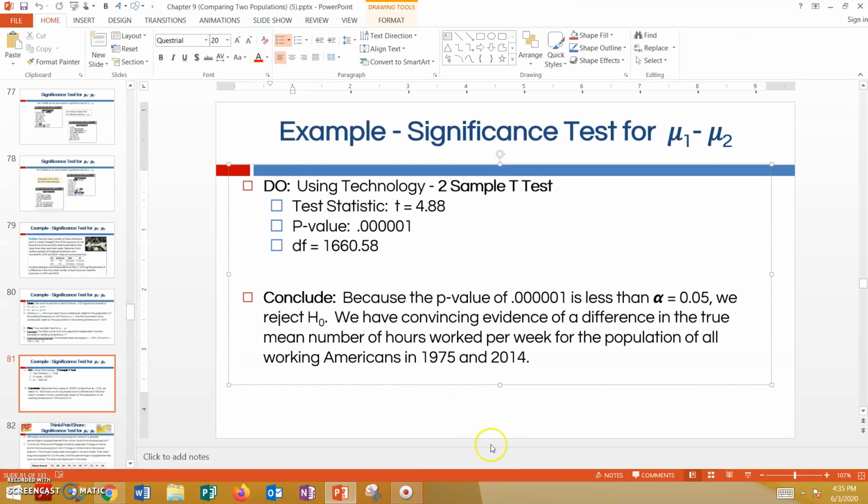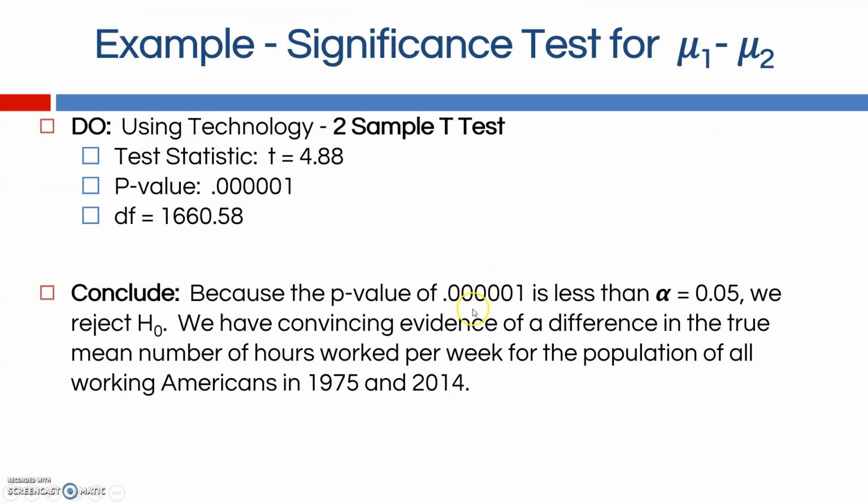1660.58. And our conclusion is: because the p-value of 0.000001 is less than alpha equals 0.05, we reject the null hypothesis. We do have convincing evidence of a difference in the true mean number of hours worked per week for the population of all working Americans in 1975 and 2014.